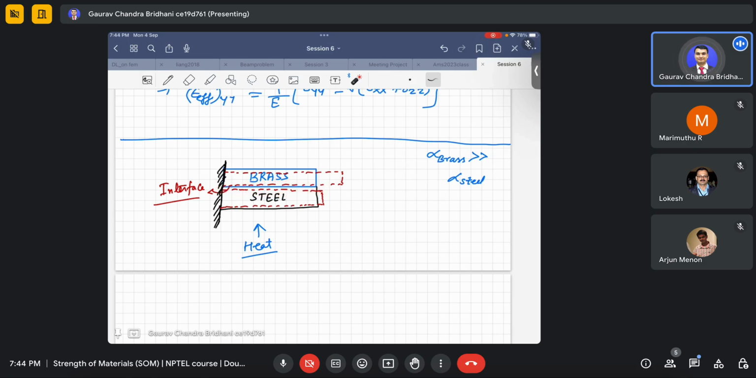Now, what it does is, the interface is like a conversation between two people. Brass will come and sit here at the interface, steel will come and sit here at the interface. Now, brass will say, okay, I have to extend by 10 mm. Steel will say, no, that's not even possible. I can go for 2 mm. That is my maximum. So, that conversation is happening at the interface.